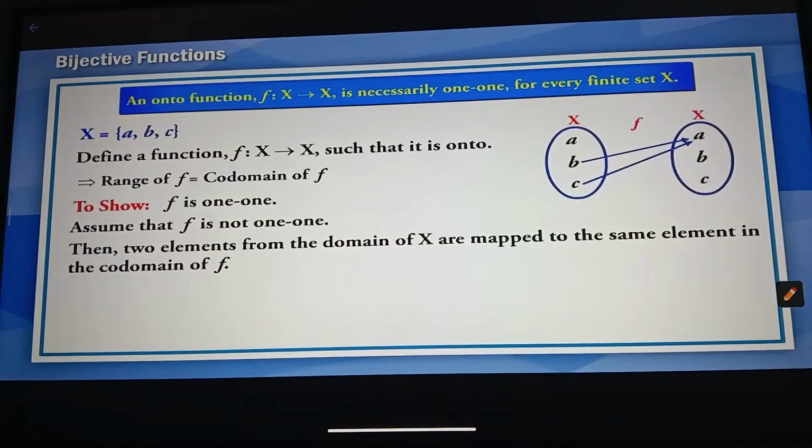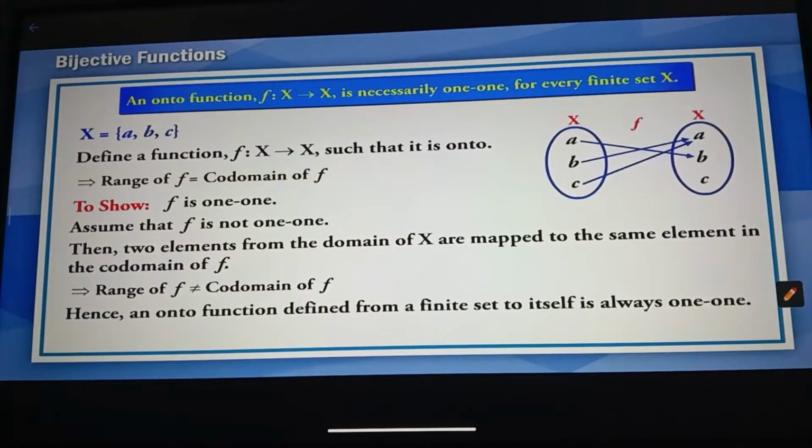Now, we are left with one more element a in the domain of f that can be mapped to any one of the remaining two elements in the codomain of f. Let a be mapped to b. This shows that the range of the function is not equal to the codomain of f. This is a contradiction to the fact that the range and the codomain of f are equal. Hence, an onto function defined from a finite set to itself is always 1-1.